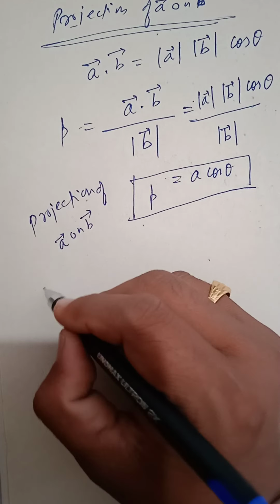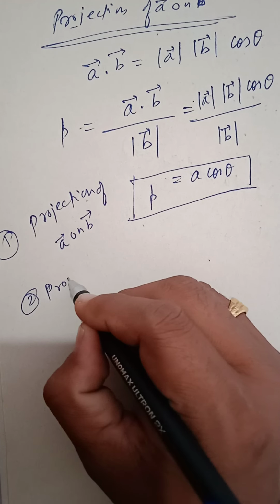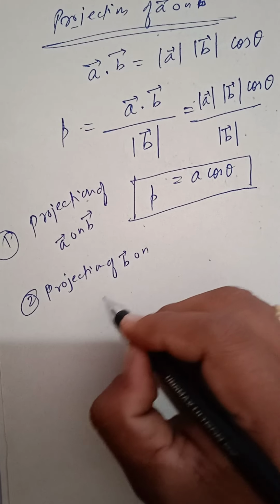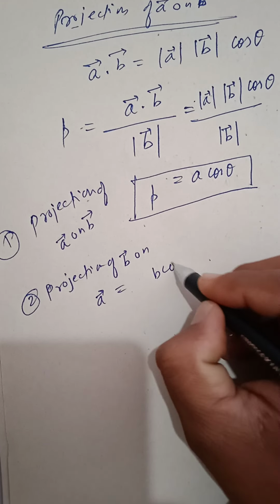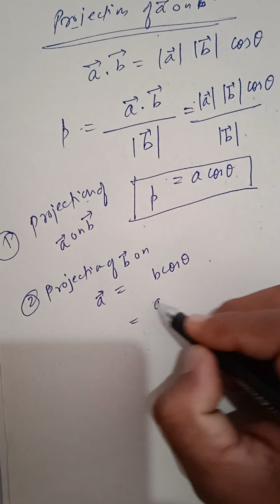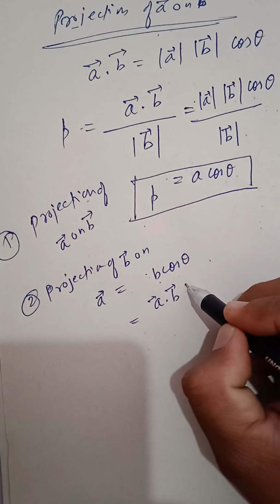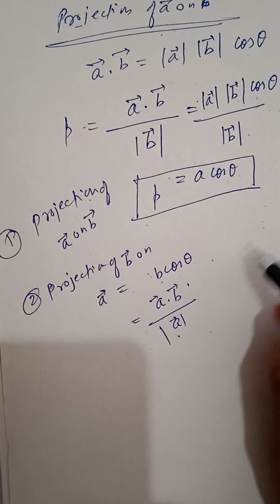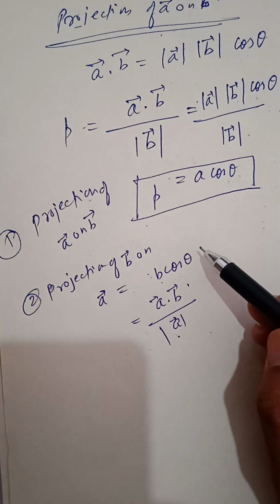In the same way, if you want the projection of vector B on vector A, then it is nothing but B cos theta. Or you can say, if you multiply and divide A dot B by magnitude of A, then it is A dot B upon magnitude of A. So like this, you can find the projection of one vector on another.